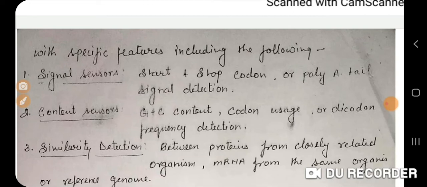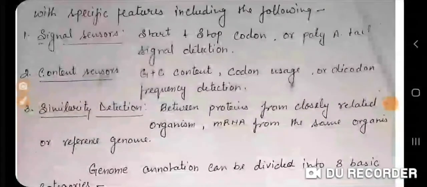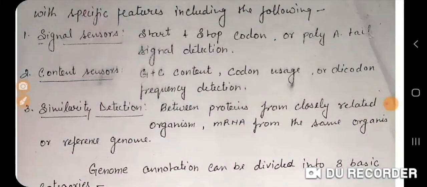Like that, there are content sensors. Content means what is present in your gene, or what is present in the DNA. So basically we talk about GC content. G is guanine, C is your cytosine. Like A attached with T and G attached with C. So we read the GC content. And we also go for the codon usage, how many codons are being used.